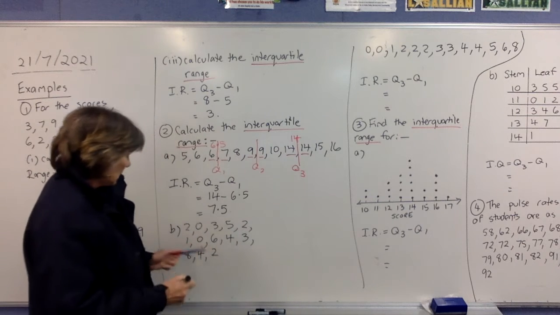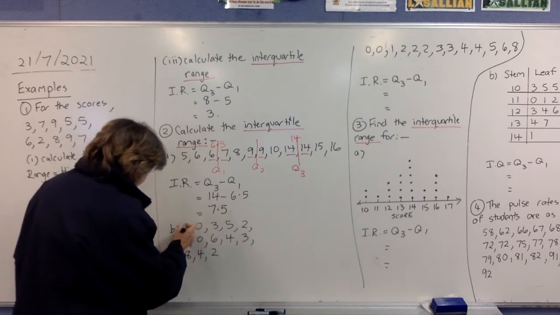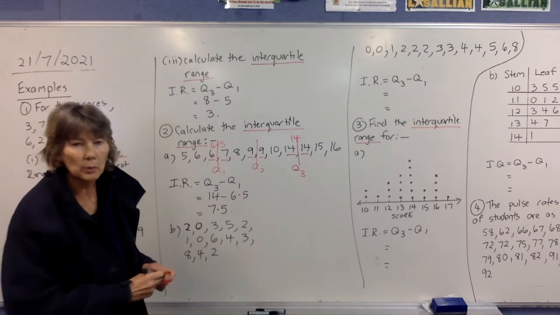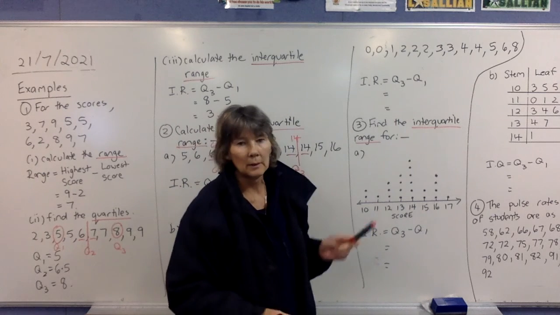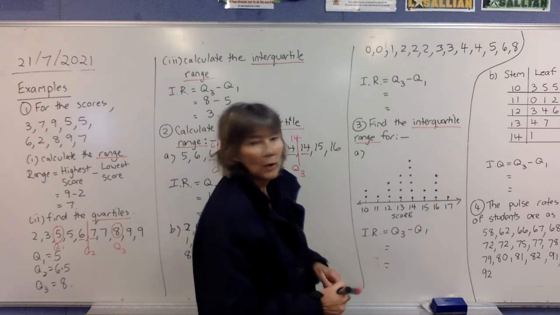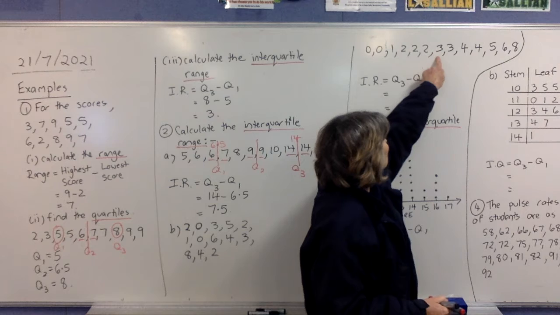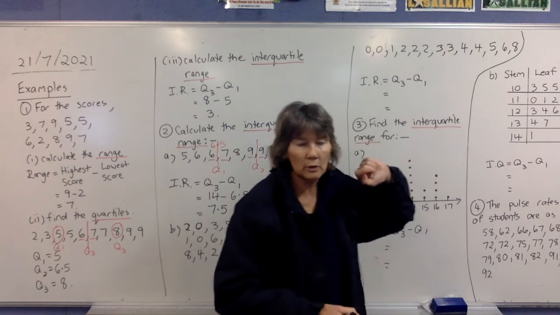Okay, now we've got some more scores down here. Now I've given them to you out of order. You can't do this work unless you put them in order. So I've done that up here already. That's all the scores in order. So now we're going to count them up and find our middle. 1, 2, 3, 4, 5, 6, 7, 8, 9, 10, 11, 12, 13 scores.